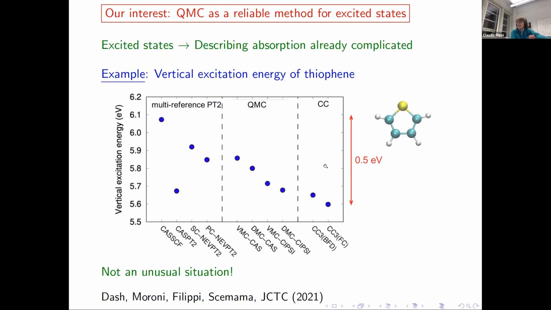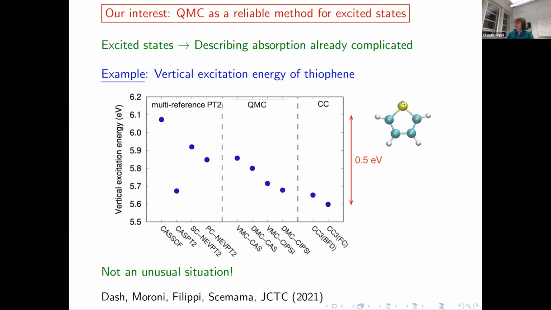So, as I said, our interest in recent years has really been to establish quantum Monte Carlo as a reliable method for excited states. And it is, in some sense, a very good niche for QMC, because excited states are even harder than the ground state, so even describing absorption is often quite complicated.